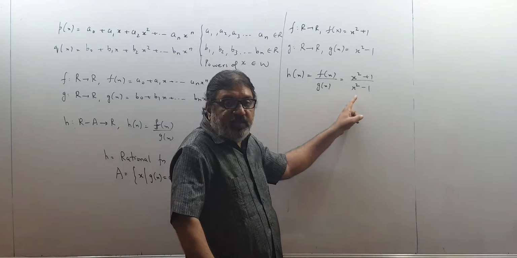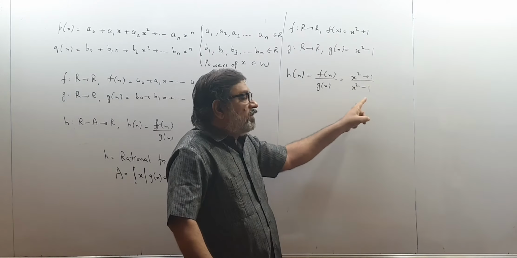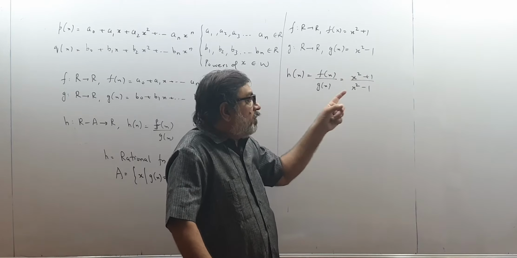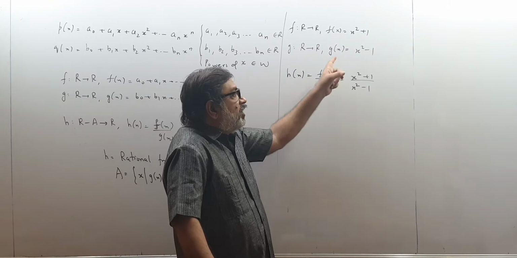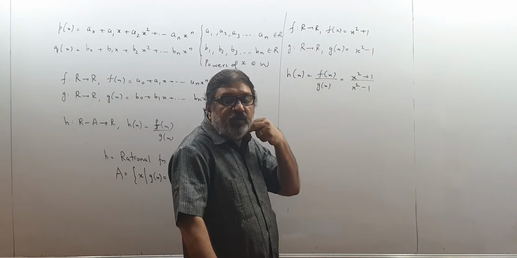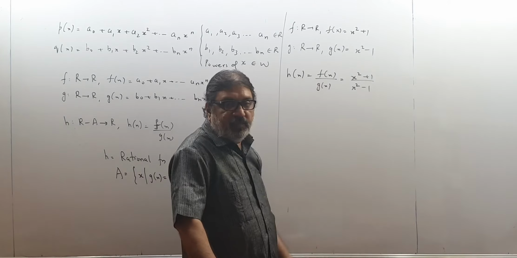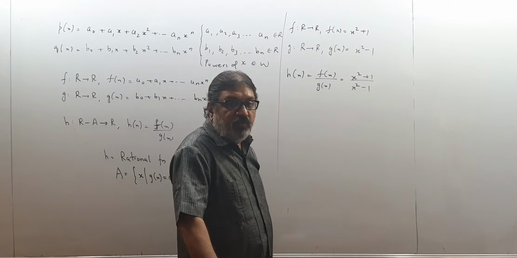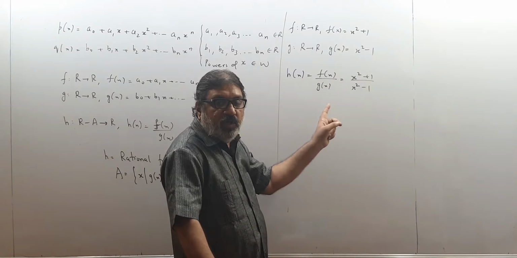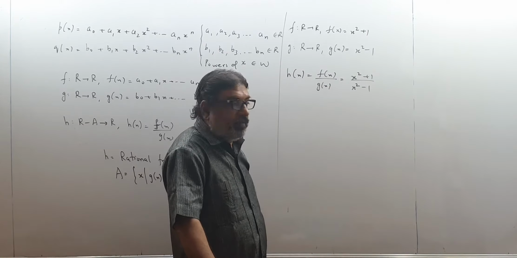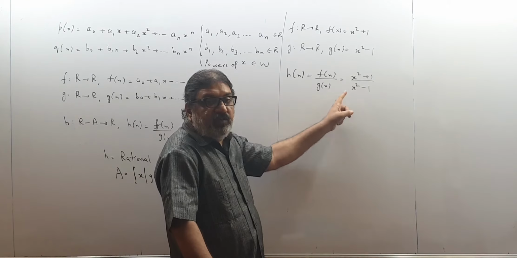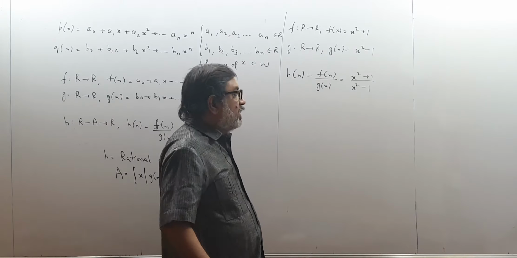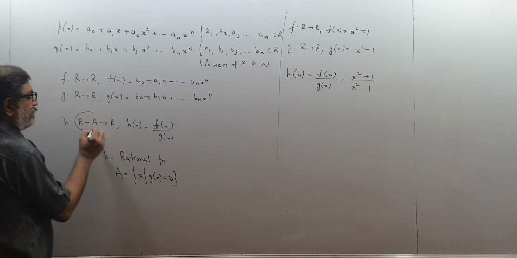h(1) and h(minus 1) will be undefined. That means I cannot get the value of this function for 1 and minus 1. Why? Because at 1 and minus 1, g(x) becomes 0. The denominator becomes 0. So wherever the denominator function is becoming 0, those values you have to throw out from the domain of the new function. h is the new function got by taking division of these two polynomial functions. So when I get a new function by taking the quotient of two functions, whatever values of x are there for which the denominator is becoming 0, we should neglect those values from the domain of the new function.